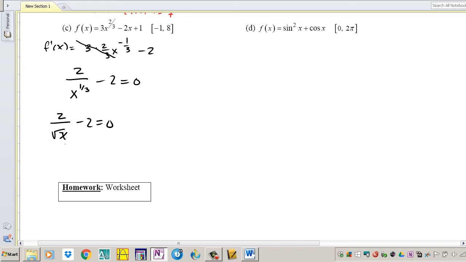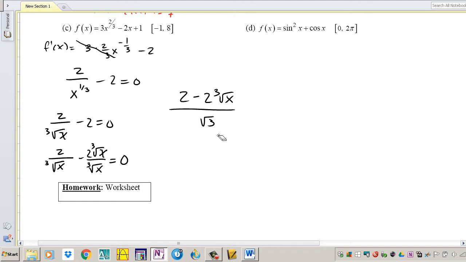So what we want to do is solve. Well, before we start moving things around to the other side, why don't we go ahead and find a common denominator. So it's going to be 2 over the cube root of x minus 2 times the cube root of x all over the cube root of x equals 0. Okay, so now that we have the same denominators, we can combine the numerators. 2 minus 2 cube root of x over cube root of x is equal to 0.